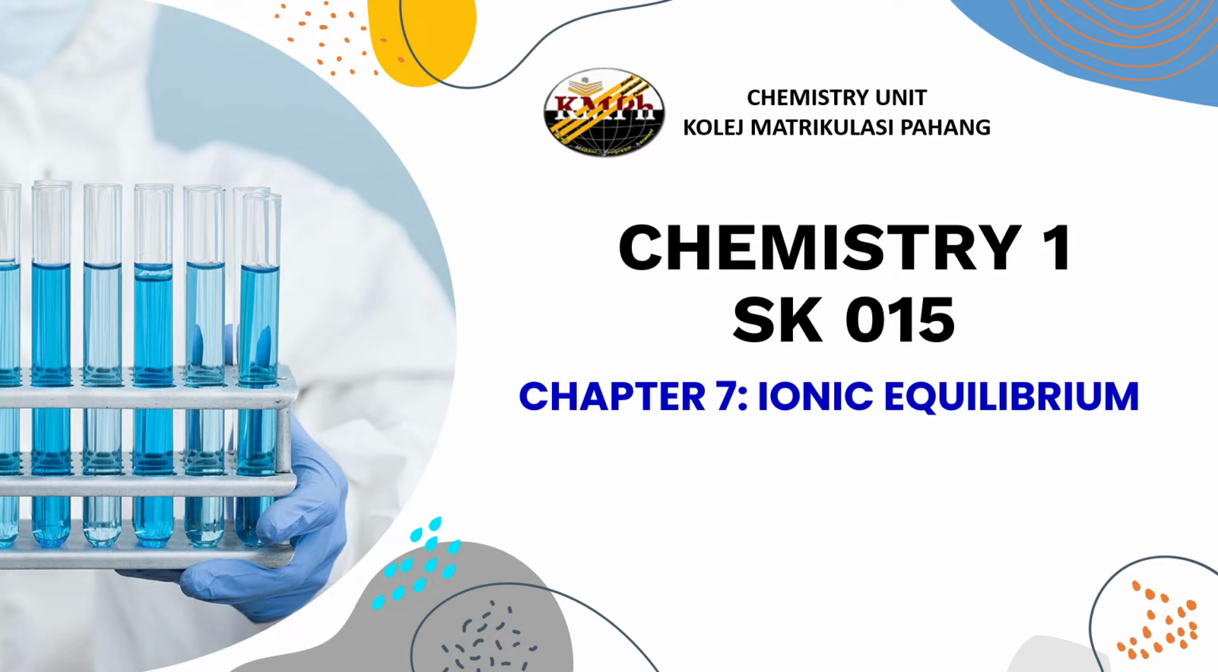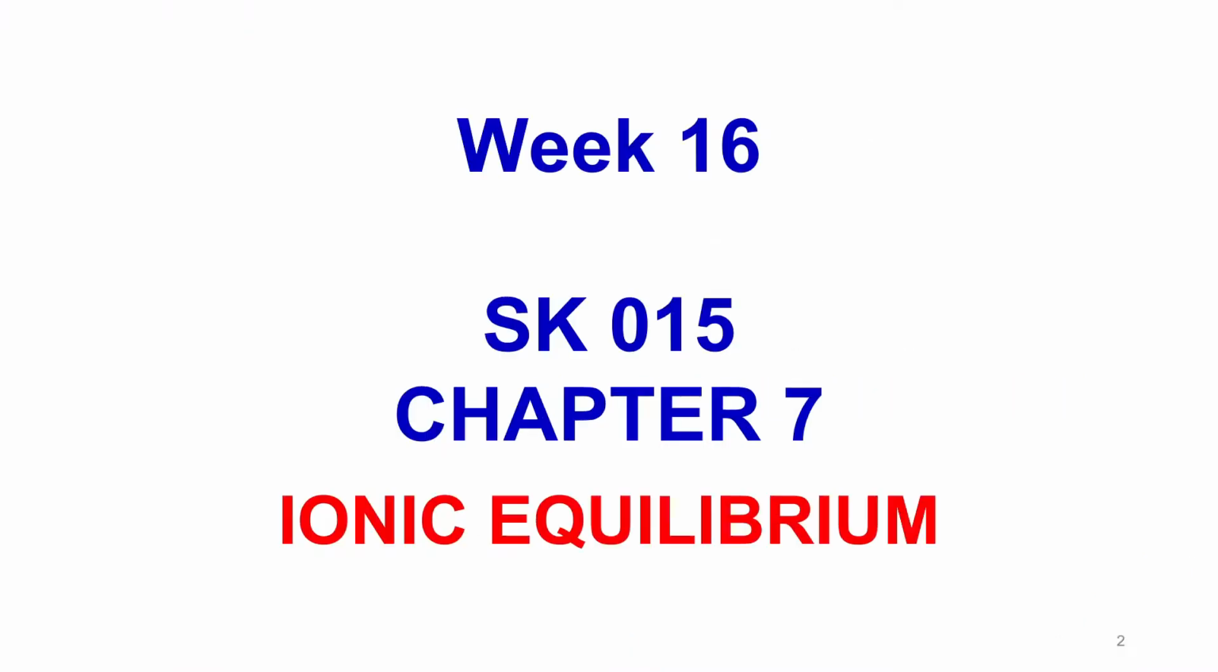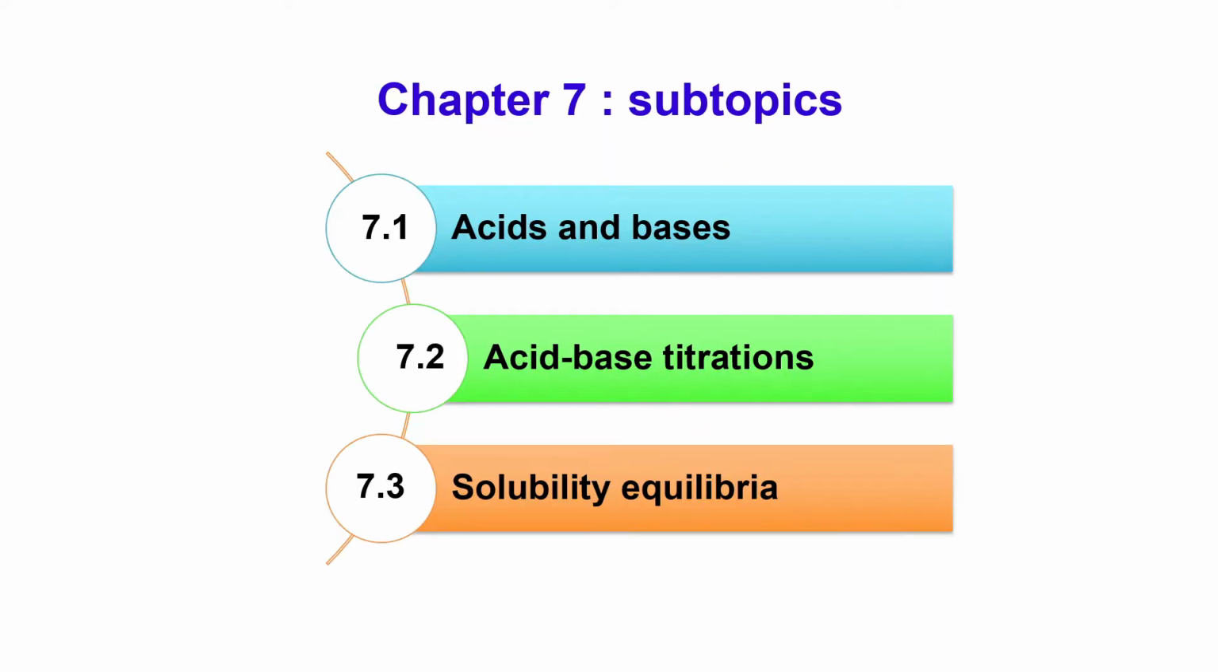In this video, we are going to continue our lesson in chapter 7, Ionic Equilibrium. For week 16, we have chapter 7, and chapter 7 consists of three parts: 7.1, 7.2, and 7.3. For this video, we are going to discuss acids and bases for 7.1.